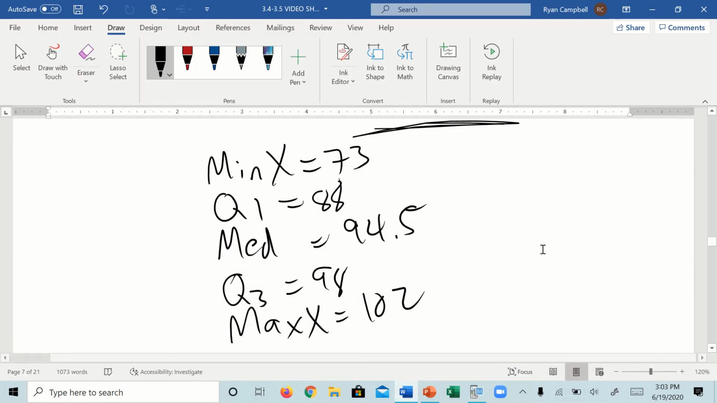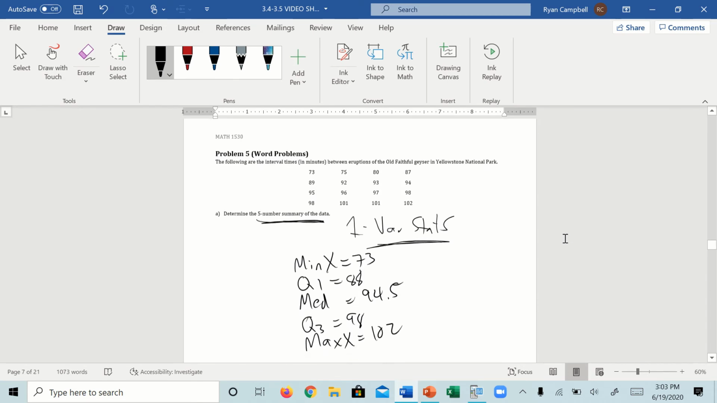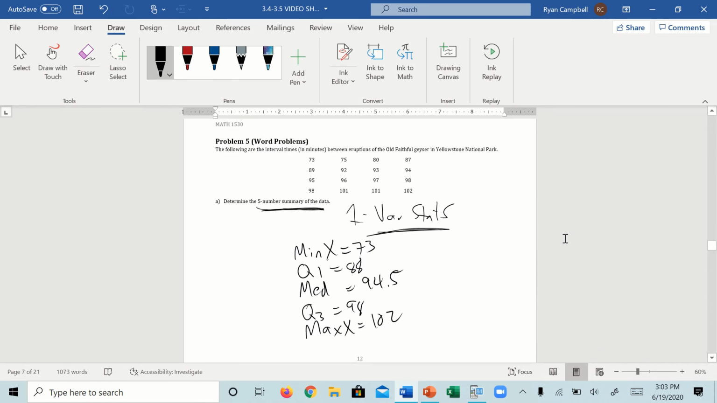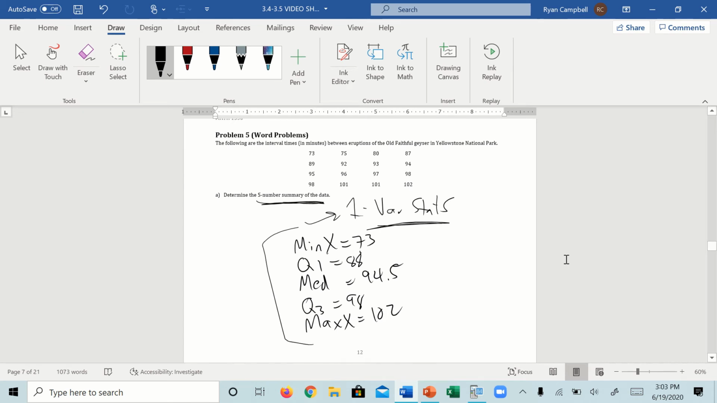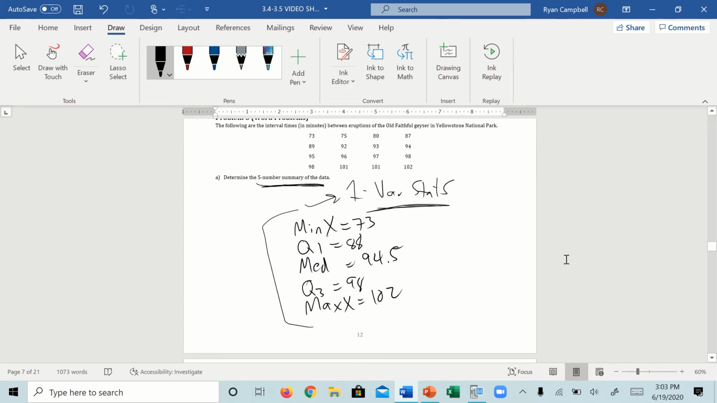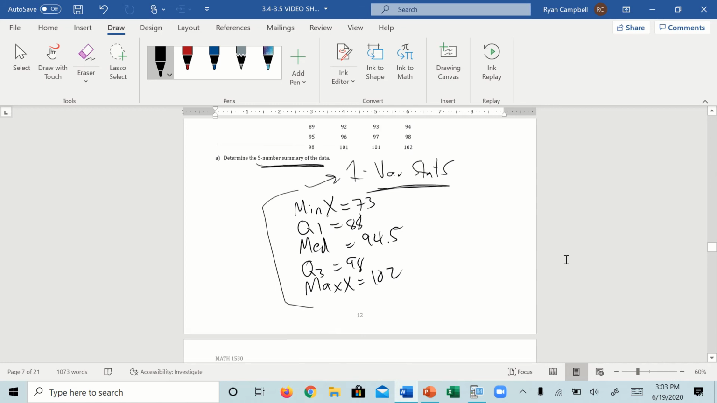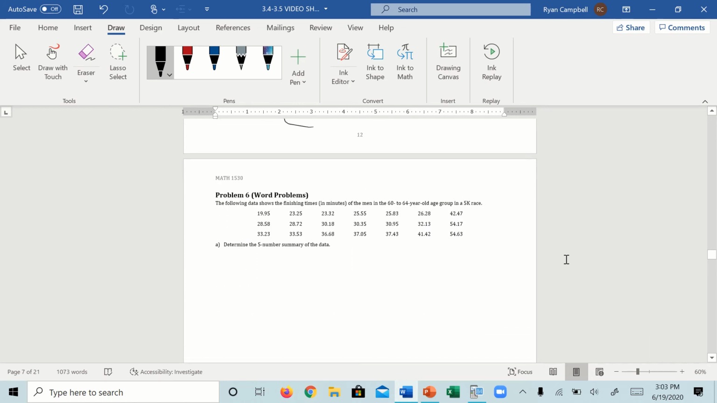So this is a great way that you can tell me you know what you're talking about, right? Because if these numbers are off, that means you just typed something in incorrectly into your calculator, but I can still give you some partial credit because you knew to use 1-Var Stats and you knew these were the 5 numbers that were important. So always a good thing for partial credit if that's something that appeals to you. All right, hopefully not too hard. Let's do one more problem.